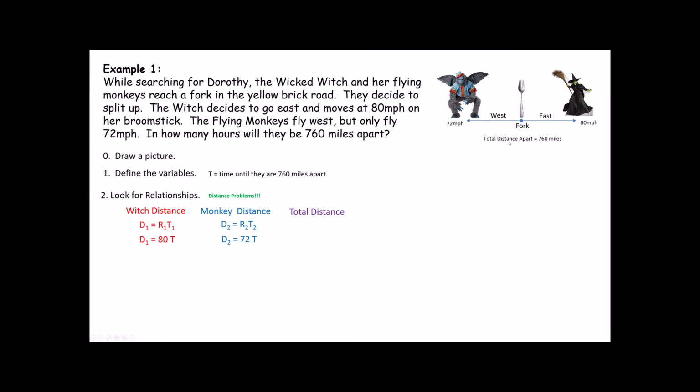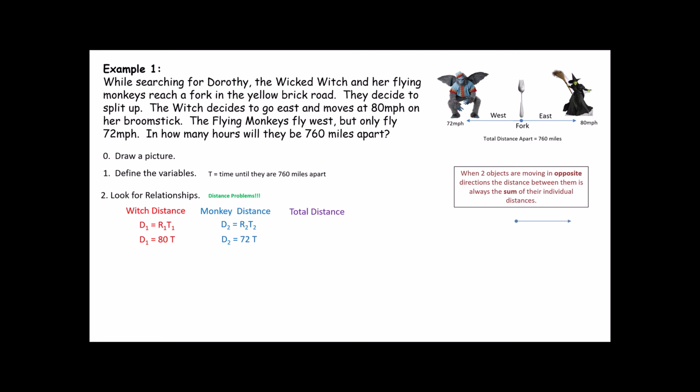Notice we don't know the witch's distance, we don't know the monkey's distance, but we know that together they've traveled 760 miles. They were together, one moves one way, the other moves another way. I probably need to talk about that just a little bit. When two objects are moving in opposite directions from one another, the distance between them is always the sum of their individual distances. If you have this on paper, I would probably go ahead and circle or underline or highlight that word always. If they're moving opposite directions, the distance between them is the sum of their individual distances.